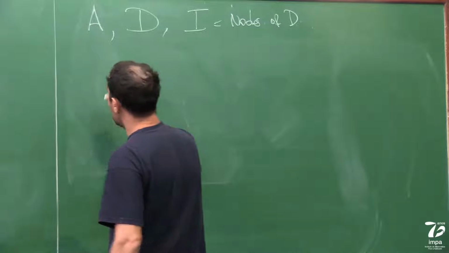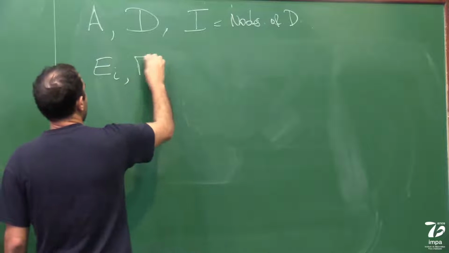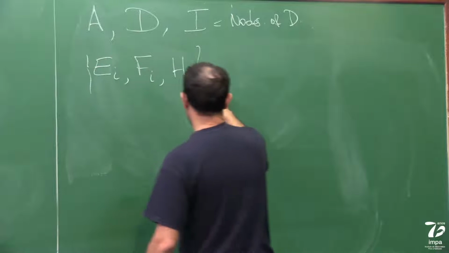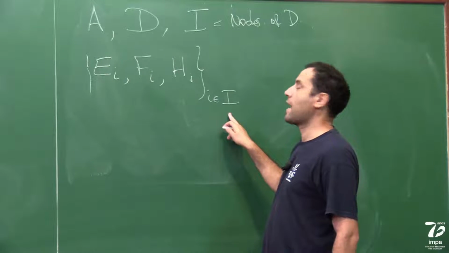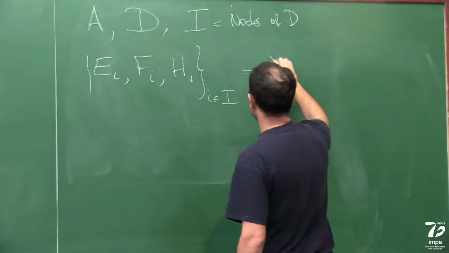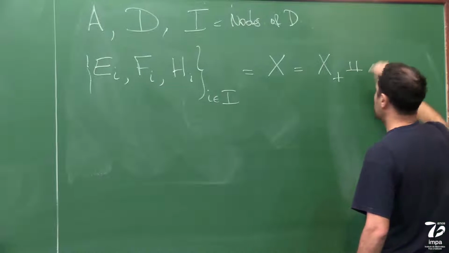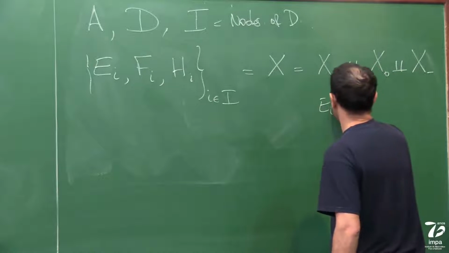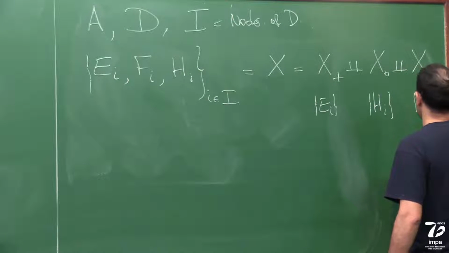So this is a finite set, and let's just consider a bunch of elements. Let's consider the set E_i, F_i, and H_i, where i is in I. So this is a finite set that has 3 times the number of vertices of D. Okay, so this is a set. Let me call this set X, which is going to be the disjoint union of X plus, X zero, and X minus, where the E_i's are going to be here, the H_i's are going to be here, and the F_i's are going to be here.